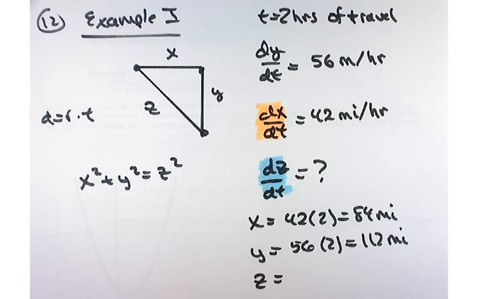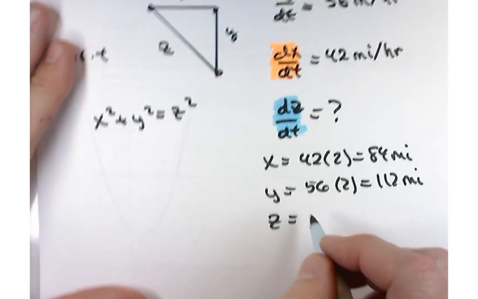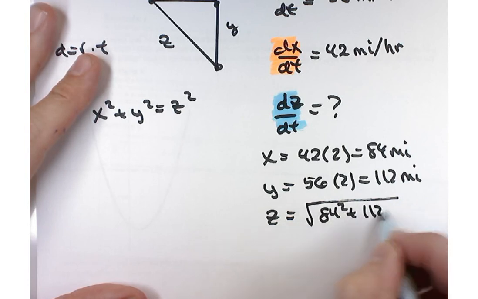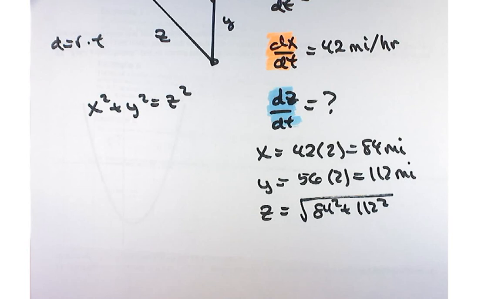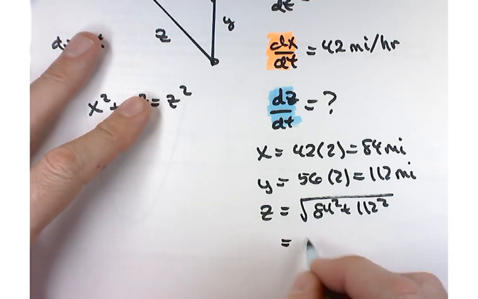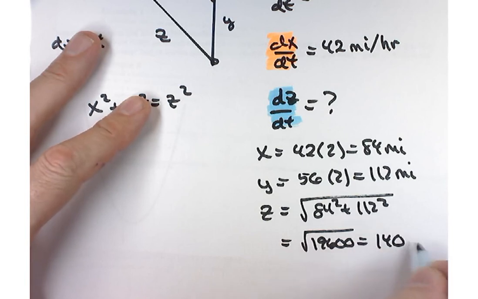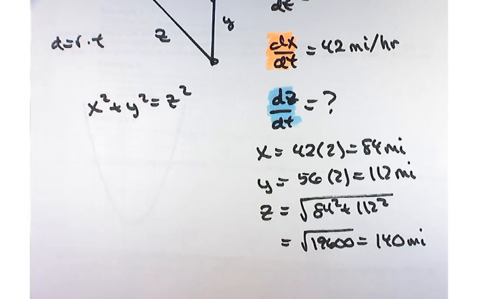So put the 112 and the 84 into the Pythagorean theorem to find what z squared is. Yep. Or z. So Z is going to be the square root of 84 squared plus 112 squared. Let's see what that's going to be. 140. Does it work out nice and even? 140. Wow. Square root of 19,600 is 140 miles. Beautiful.